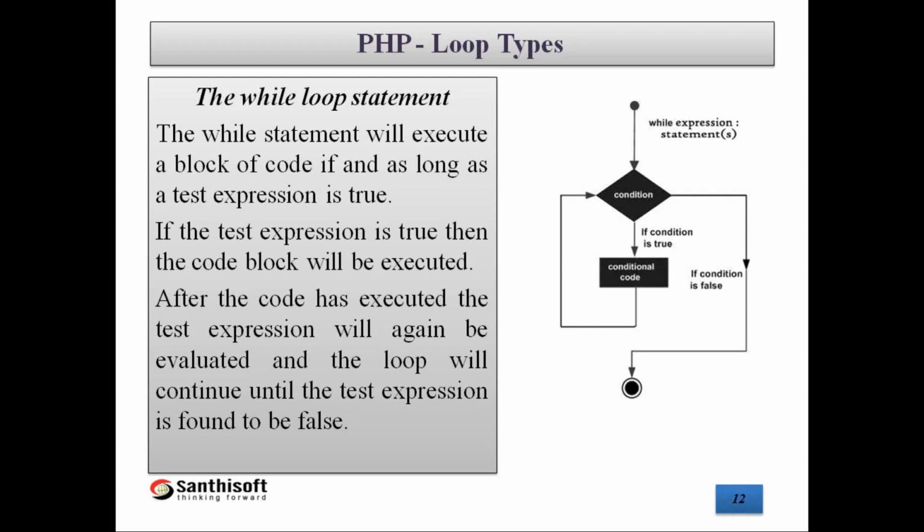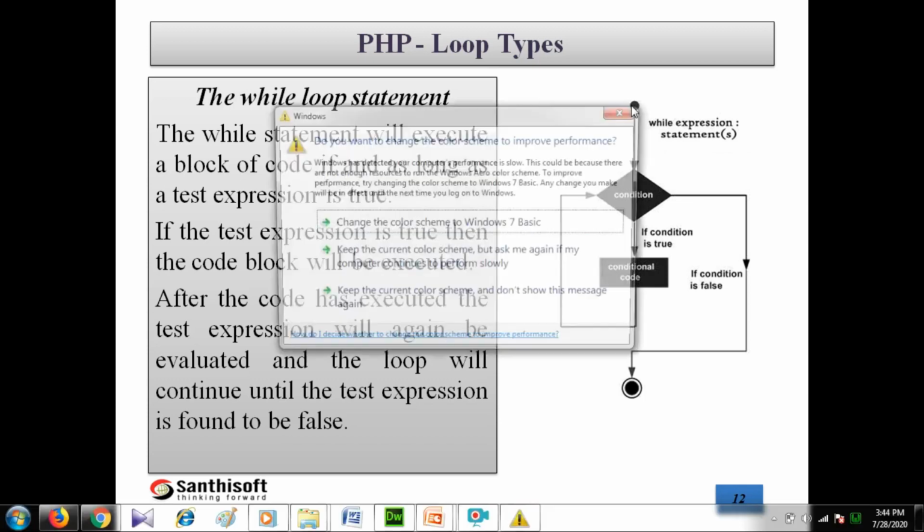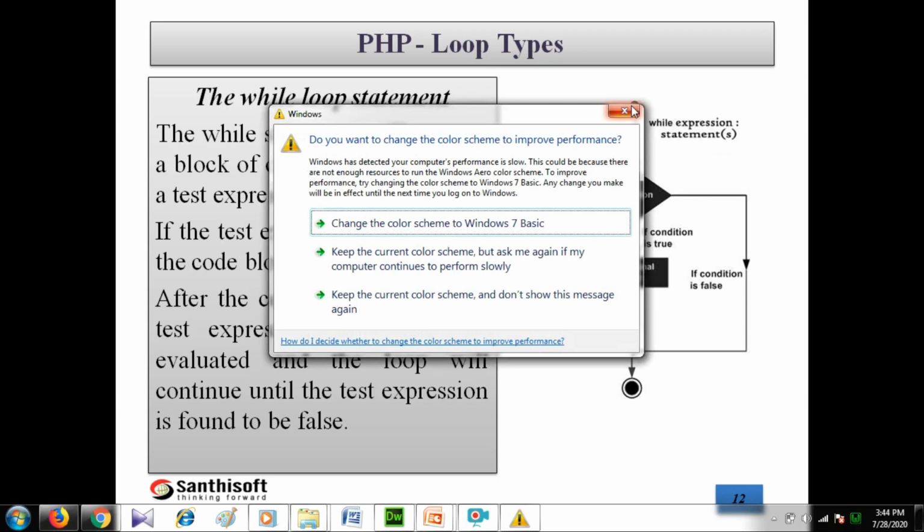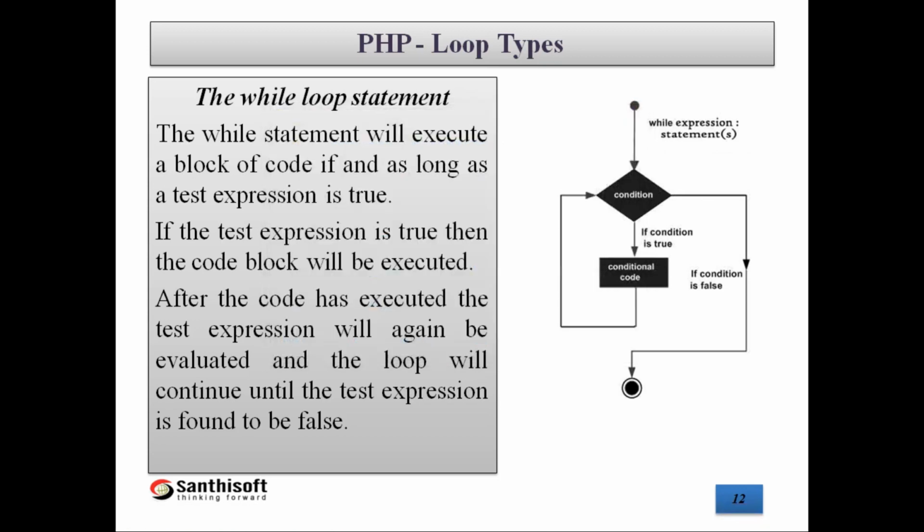Then the next one is the while loop statement. The while loop statement will execute a block of code as long as the test condition is true. If the test expression is true, the code block will be executed. After the code has executed, the test expression will be evaluated again and the loop will continue until the test expression is found to be false. The syntax of the while loop is while, then the condition, and then the code or body part.